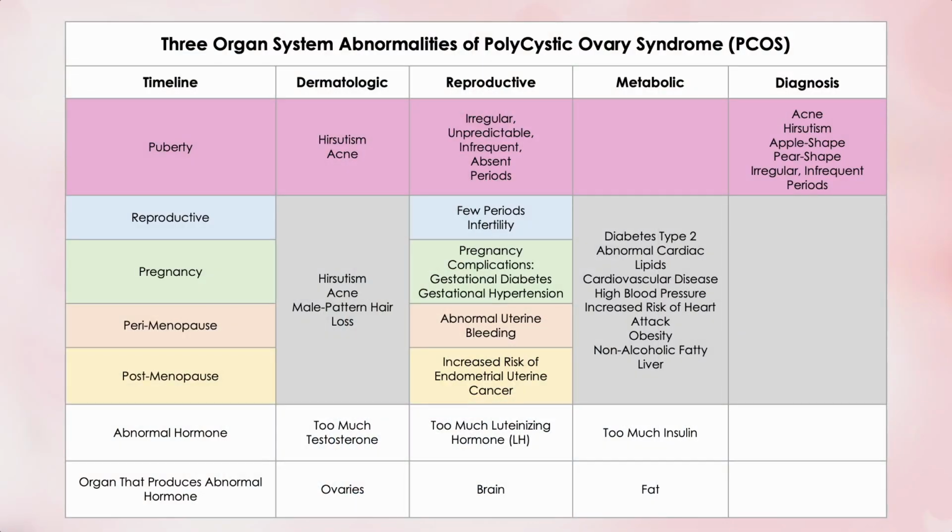So let's expand our chart to reflect the diagnostic features of PCOS at each stage of life. You can see that I've added a 5th column with the heading Diagnosis. And in the pink row for puberty, I've indicated that hirsutism, acne, apple or pear shape, and irregular infrequent periods are all indicative of PCOS.